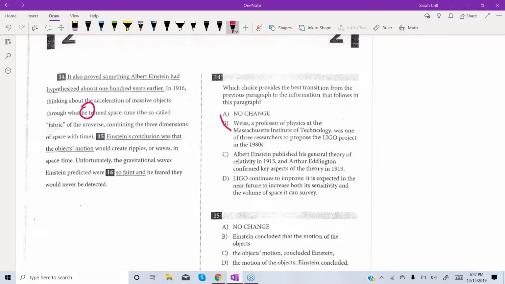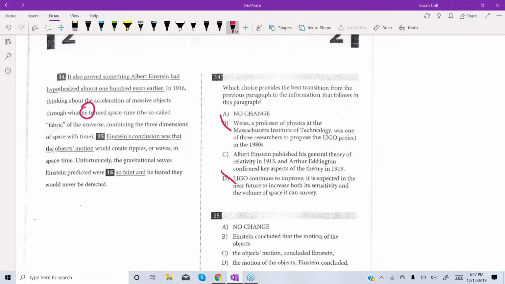Albert Einstein published his general theory of relativity in 1915, and Arthur Eddington confirmed key aspects of his theory in 1919. And then in 1916, he was thinking about it. I don't know about that. That seems okay. That would maybe be our second best answer. D. LIGO continues to improve. It is expected in the near future to increase both its sensitivity and the volume of space it can survey.